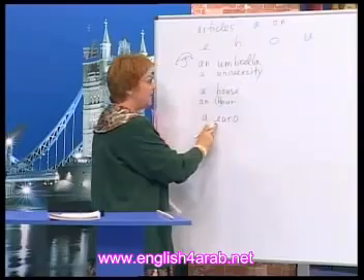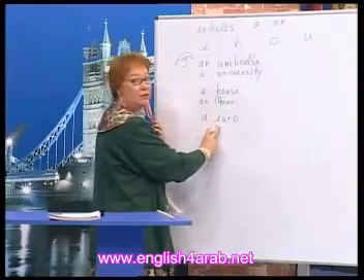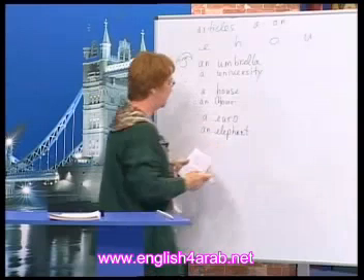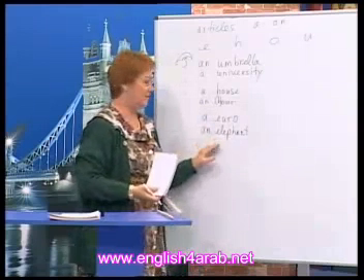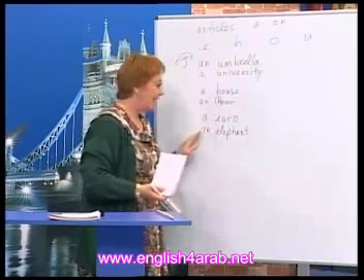Okay, here's another couple of examples. A euro. This one starts with a y sound. This is how we say it in English, a euro. And we can say an elephant. This one is normal. An elephant. Eh and y. A euro, an elephant.